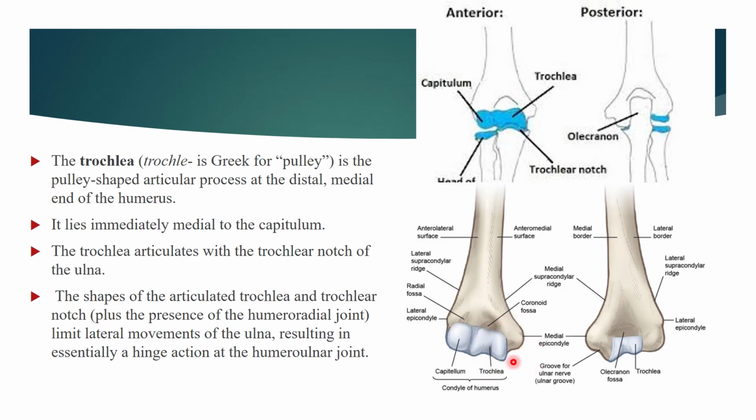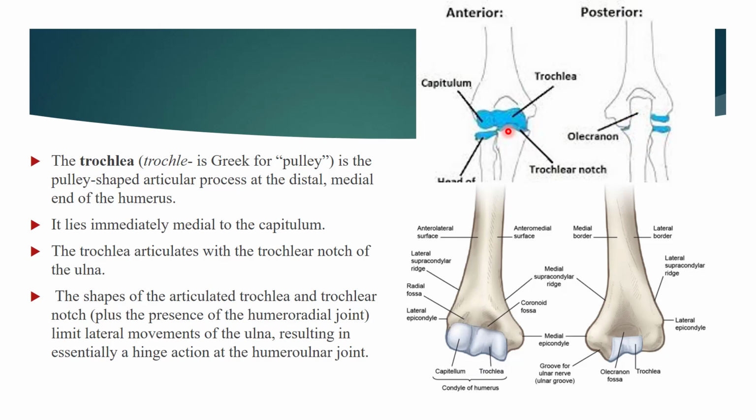Trochlea comes from the Greek word trochili, which means pulley. It is a pulley-shaped articular process at the distal medial side of the humerus, lying immediately medial to the capitulum. The trochlea articulates with the trochlear notch of the ulna. See here, this trochlea is articulating with the trochlear notch of the ulna.